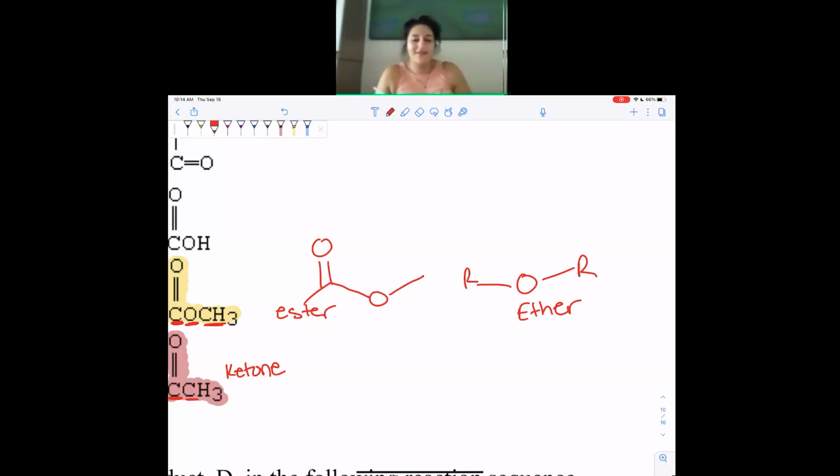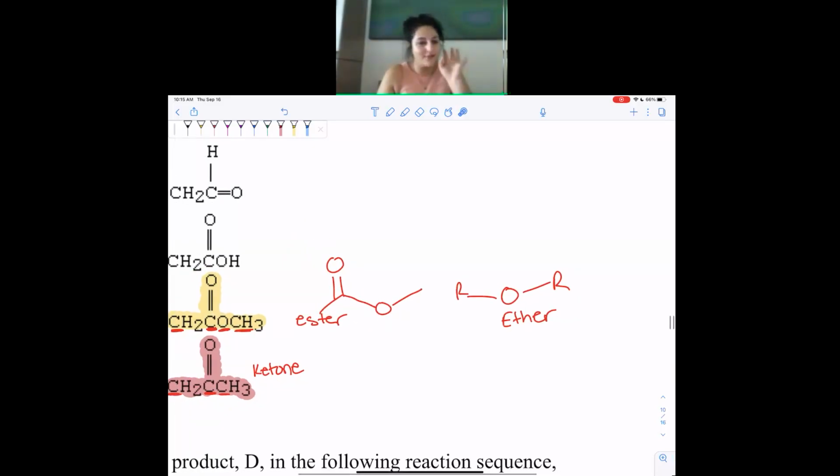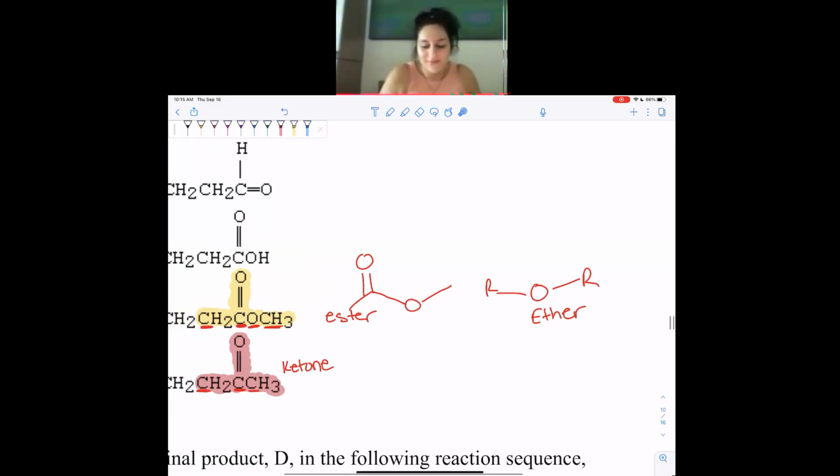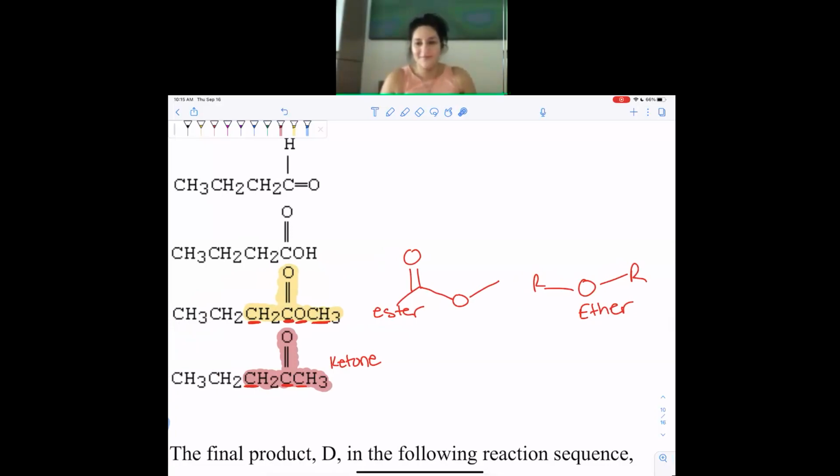I said this the other day. You could think of it as R-O-R, or you could say that there's a carbon group on either side of the oxygen. And then here, you could think that the ester has these two sisters. I personally like roar, but whatever works for you. Roar.